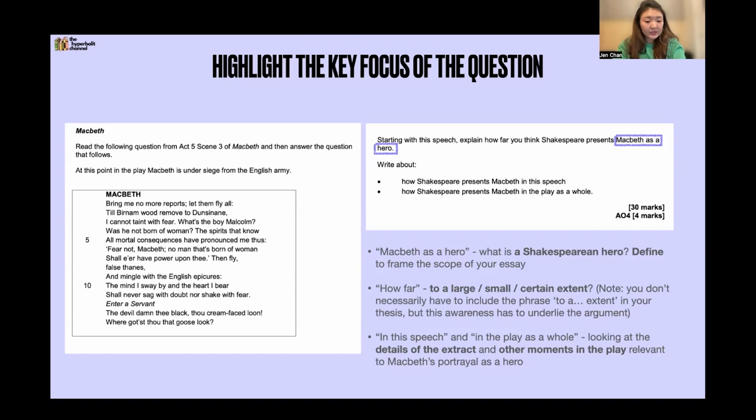And the question is also asking us to consider how far we think Shakespeare presents Macbeth as a hero. So it's really thinking about the extent to which Macbeth is heroic. By the way, you don't necessarily have to include the phrase to a large or small extent in your thesis, but it's just important for us to have this sort of awareness of the extent which should underlie our argument. So as always, in the speech and in the play as a whole, that implies that we're going to have to look at the details of this specific extract, but also look at other moments in the play that are relevant to what the question is asking us to focus on, which is Macbeth's portrayal as a hero.